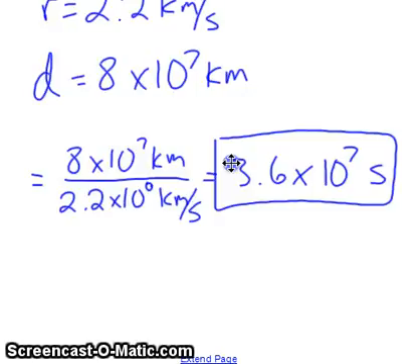You can do the same thing for Earth to Jupiter and then Earth to Pluto, and see how we might want to be investing in some better propulsion devices if we're ever going to actually make it this far. So good luck working with scientific notation. Do your best.